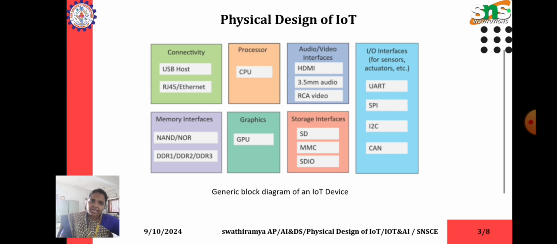The next one is the 3.5 mm audio. It is a standard audio jack used for transmitting analog audio signals to headphones, speakers and other audio output devices. Third comes RCA video, which is also an analog interface that helps to transfer video signals, commonly used in older AV equipment, that is audio video equipment. Currently we are not using RCA video or 3.5 mm audio. Mostly we use HDMI. Okay.